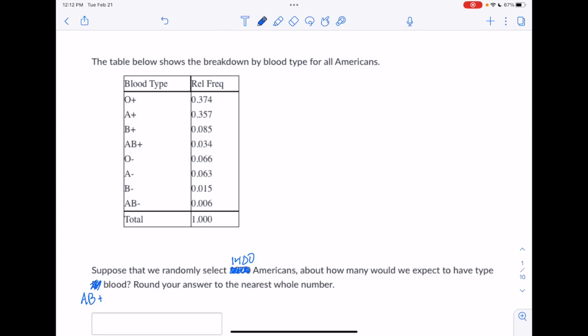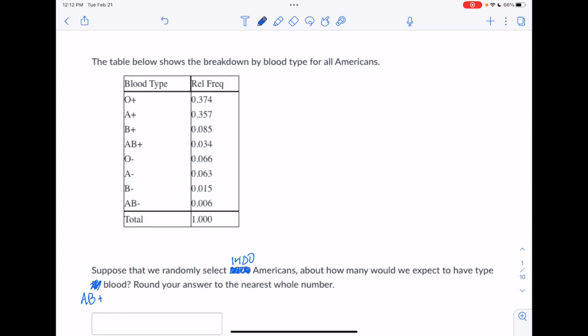The table shows the breakdown by blood type for all Americans. We've got the 8 different blood types, positive and negative, and then we've got a relative frequency for each. Suppose that we randomly select 1,400 Americans. How many would we expect to have type AB positive blood? Round your answer to the nearest whole number.